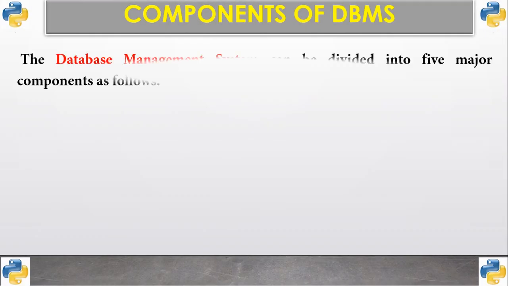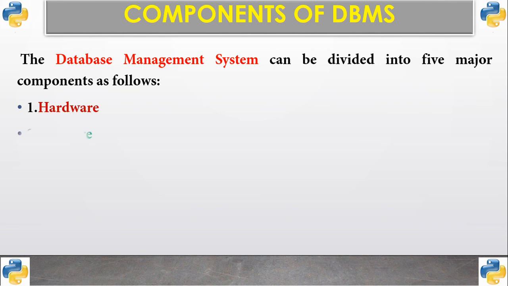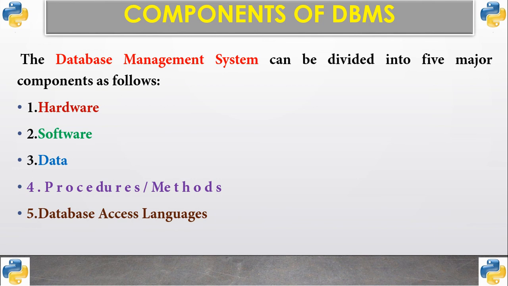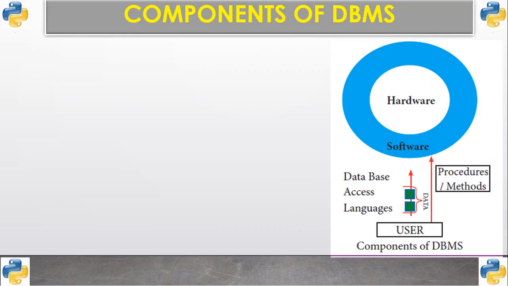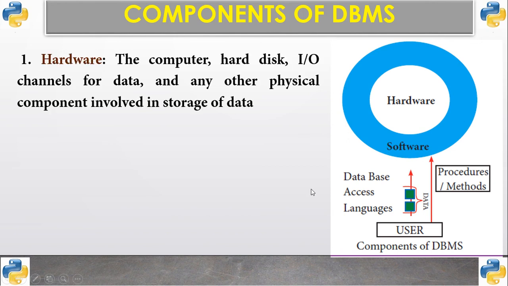What are the components of DBMS? So when we use a DBMS, what are the components we need? The DBMS can be divided into five major components, that is hardware, software, data, procedures and methods, and database access language. Let's see what components are important for the DBMS. First, we need hardware. Physically we need a computer and a hard disk to store all the data, and we need input output devices and the physical storage of data.